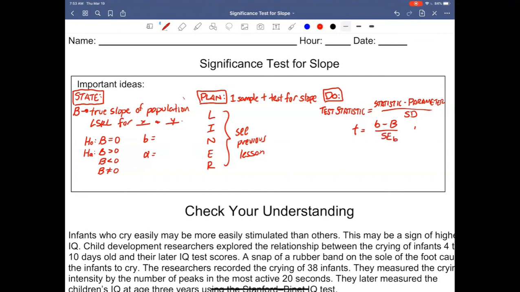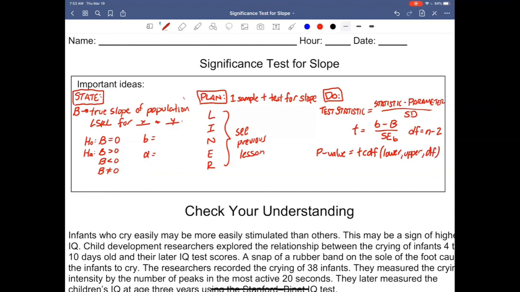Now one thing to remember here is the degrees of freedom is n minus 2. And then I am going to make a little note here of what we had to do in order to calculate our p-value in the previous activity, which is to use the tcdf command on the calculator. And the way the tcdf command works is that you have to tell the calculator the lower value, the upper value, and then the degrees of freedom. And that will allow you to get your p-value.